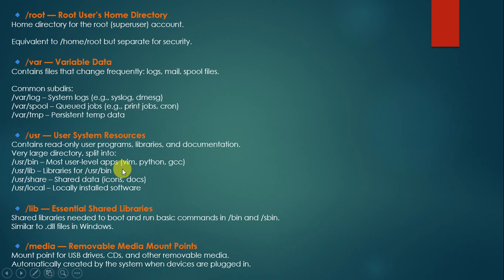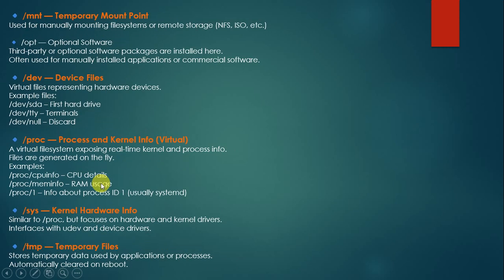Okay. Now come to the next, the mnt folder. Basically it contains all the temporarily mounted point files. Now come to the dev folder. It contains all device files. All device-related files are inside this dev folder.